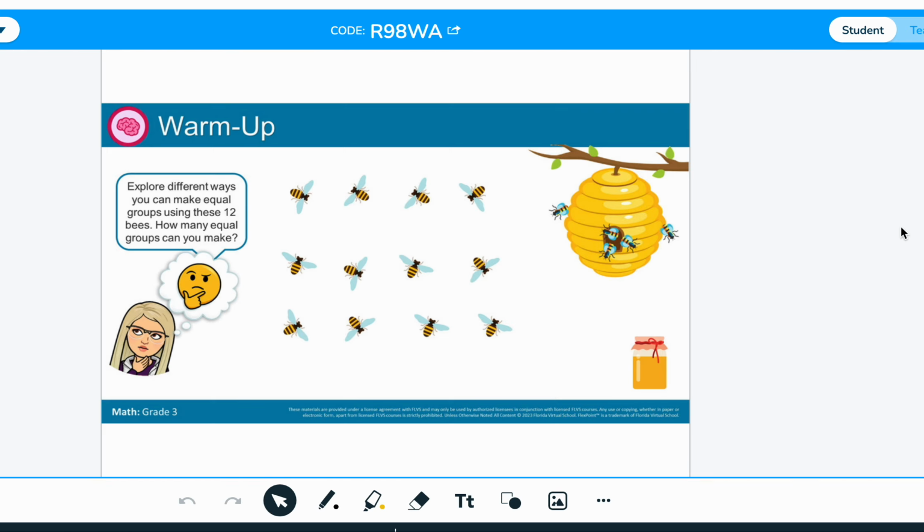So for us, what I want you to do is pause the video right now, and I want you to try on your whiteboard or a piece of paper, okay? I want you to look at some of the different ways that you can make equal groups using these 12 B's. So how many different equal groups can you make? So go ahead and pause the recording now.